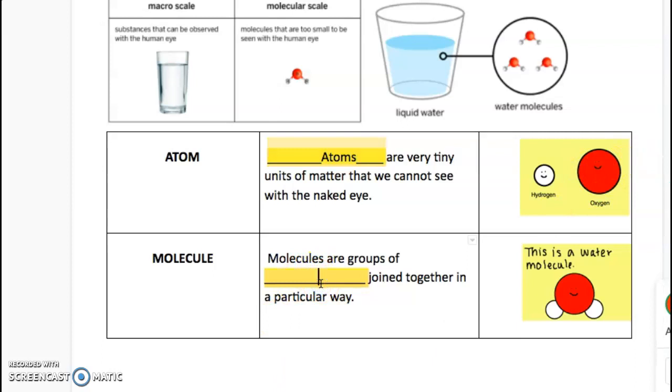Molecules are groups of atoms joined together in a particular way. So here is our water molecule. Here's our oxygen atom, and here is a hydrogen atom and another hydrogen atom. And it makes, here's our hydrogen atom, here's another hydrogen atom, and here's our oxygen atom. And it makes one water molecule.